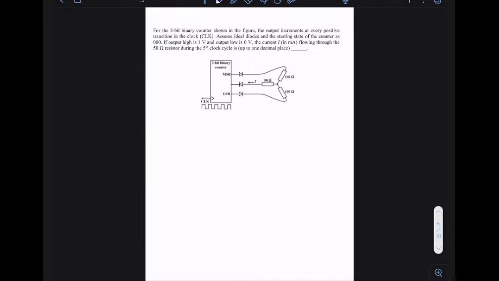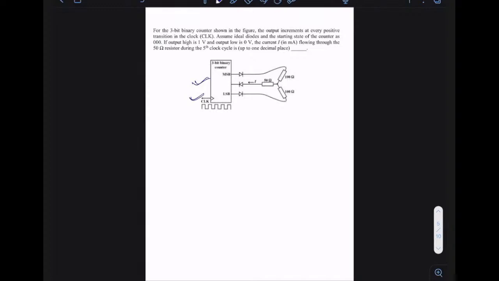Okay, so let us try to answer this problem. We have a 3-bit counter. The output increments at every positive transition of the clock, so it's a positive edge triggered counter, right? Assume ideal diodes. These diodes are ideal. The starting state of the counter is 0, 0, 0. Output high is 1 volt, output low is 0 volts. So the current I in milliamperes flowing through the 50 ohm resistor during the 5th clock cycle is asked.